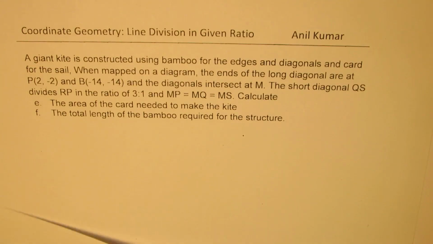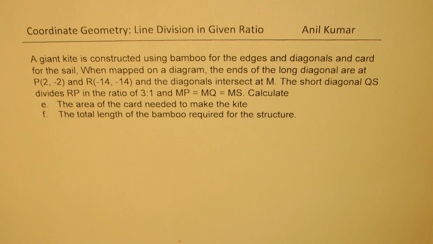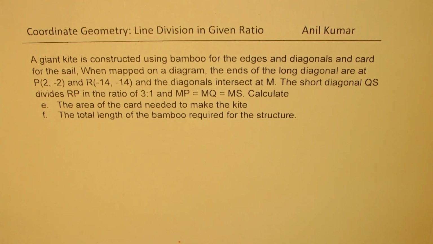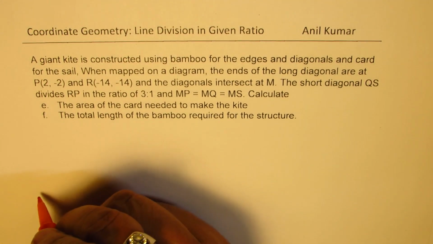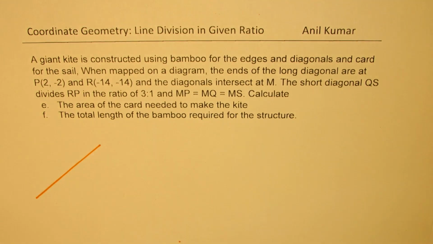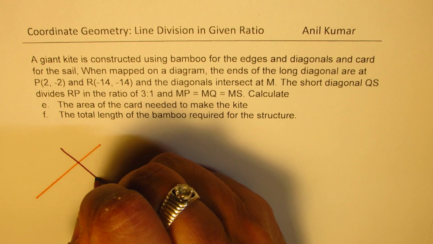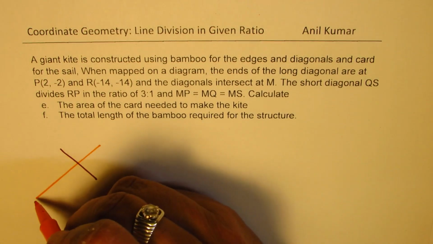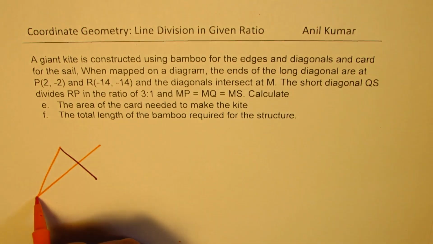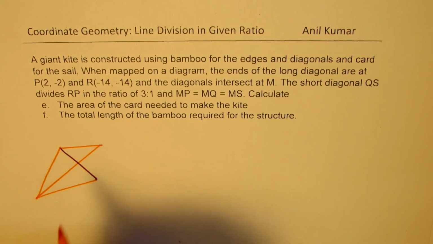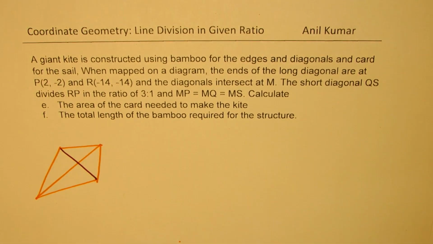Now let's move on and do the other part, which is the area of the cord needed to make the kite and the total length of the bamboo required for the structure. We're almost at the end. Now let us find the area and perimeter of the kite. So let me once again sketch the kite. So that is how we were sketching it. That's the longer diagonal. That's the shorter one. Both the diagonals are at right angles.